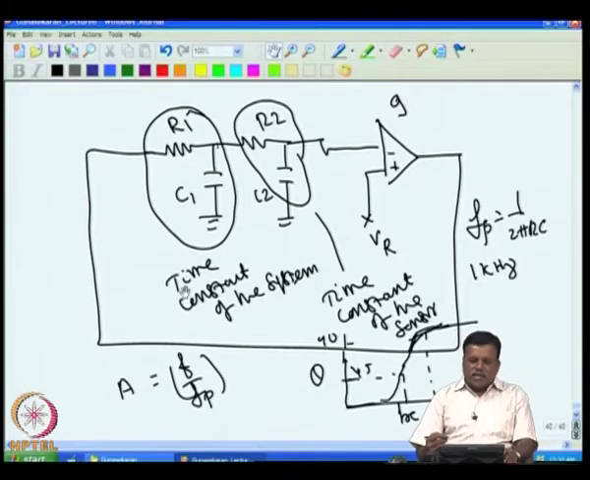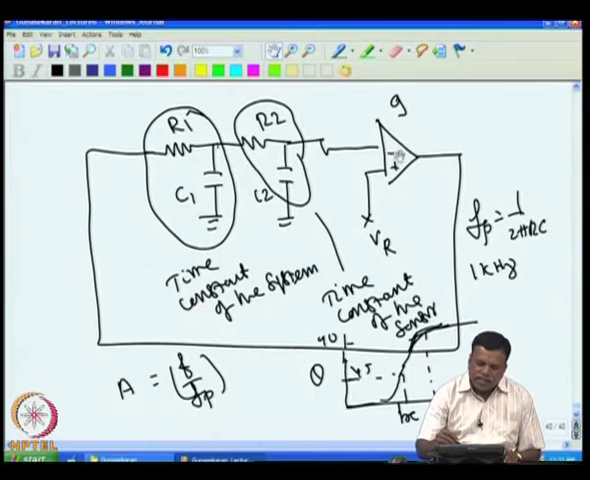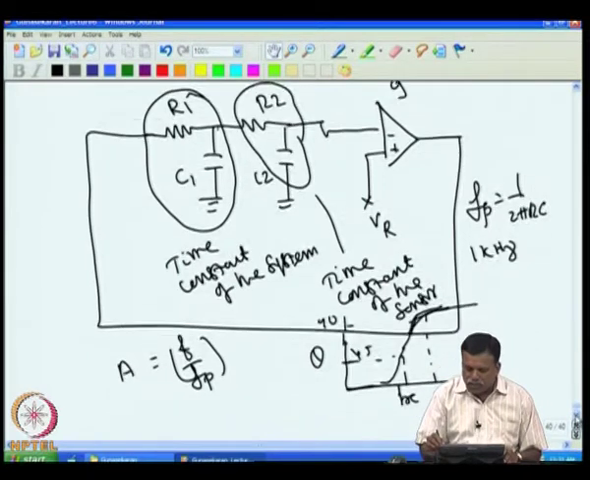Of course, one easy way is to reduce the gain. If you reduce the gain, then attenuation will be dominating, and the loop will not oscillate. That can be done very easily. Now, you can work out and see.